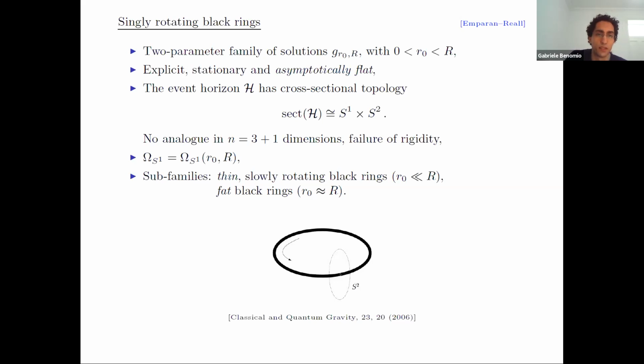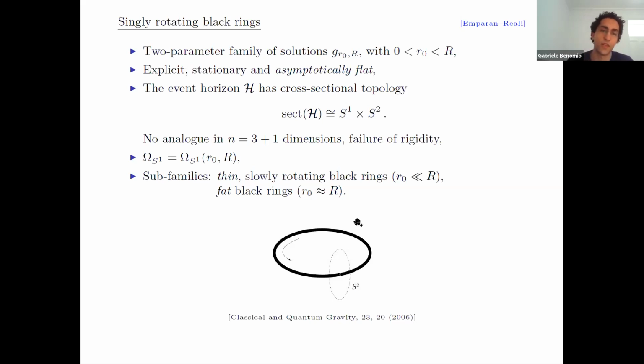So this is a family of explicit stationary and asymptotically flat spacetimes. And let me stress that these are truly asymptotically flat, in the same sense the Kerr black holes are asymptotically flat. So they don't possess any compact dimension. The event horizon has cross-sectional topology S1 times S2, which in a sense motivates the name black rings given to this family of spacetimes. These two parameters, R naught and capital R, can be interpreted in the following way. R naught can be thought of as the radius of the S2 at the event horizon, while capital R can be thought of as the radius of the ring, the radius of the S1.